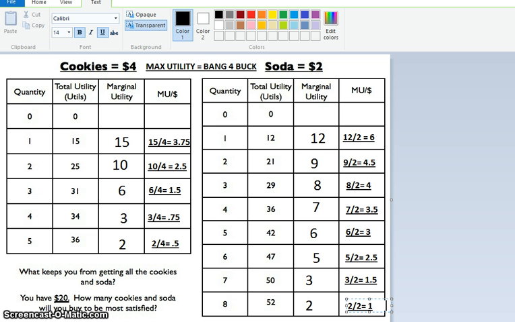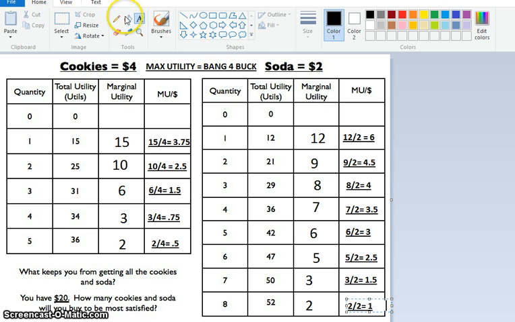Okay, so now you have all your marginal utilities per dollar. So you know which units provide you with the biggest bang for your buck here. And you have to be able to do this in order to figure out how to spend your dollars most wisely. Now, remember, you've got $20.